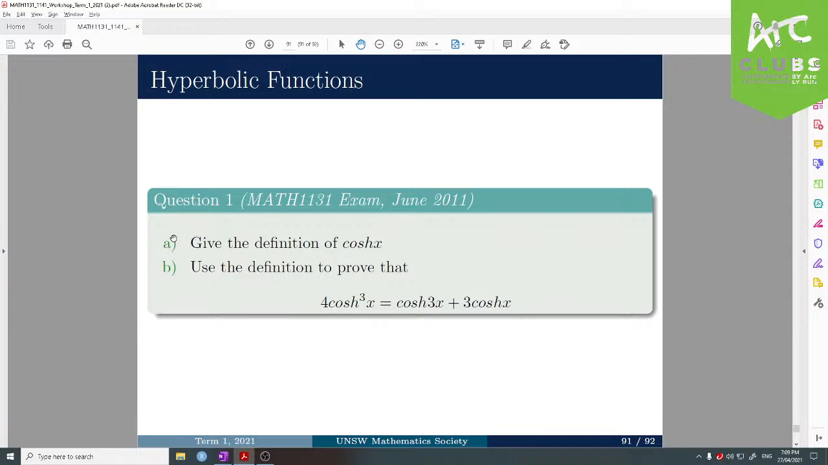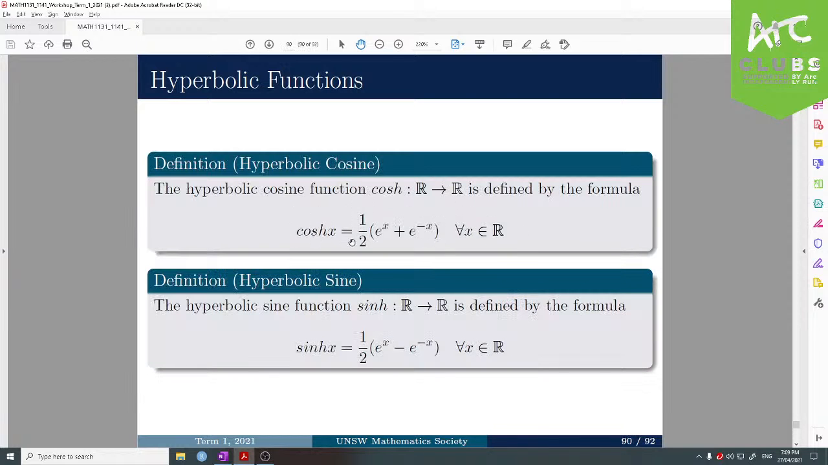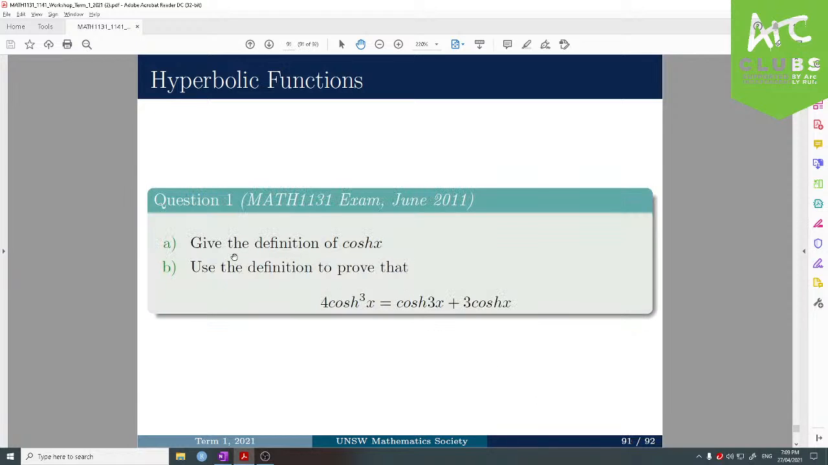But firstly, in question 1 here, give the definition of cosh, that's just up here, right? Cosh equals 1 on 2 e to the power of x plus e to the power of negative x. And it says in part B, use the definition to prove that 4 cosh cubed x equals cosh 3x plus 3 cosh x, right?